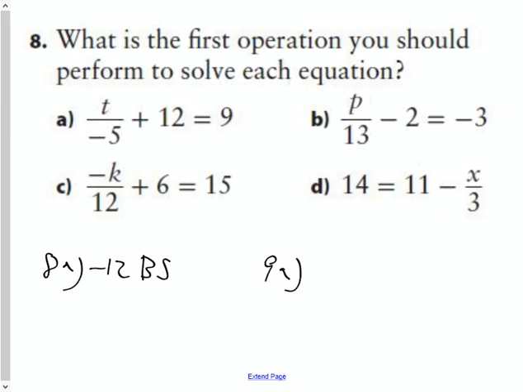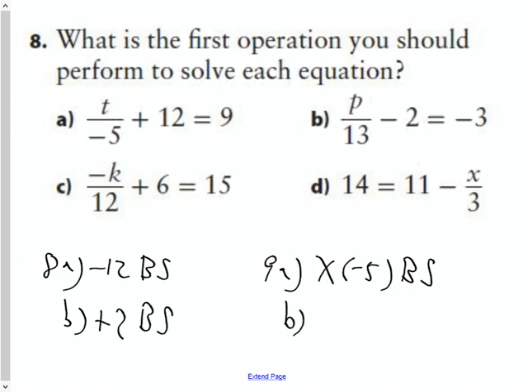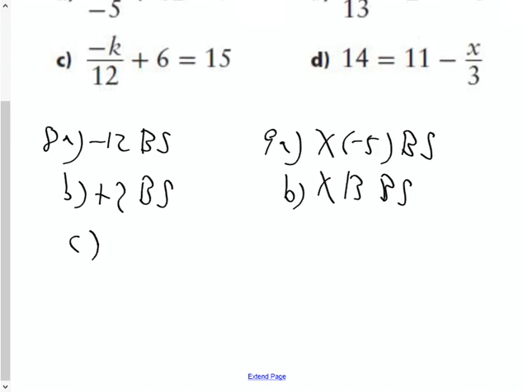And in keeping with just 9a for a second, what would be the second thing? Once this is gone, what would be the second thing you would do? You would then multiply both sides by negative 5. In B, the first thing you do would be add 2 to both sides. The second thing you do is multiply both sides by a positive 13. In C, the first thing you do is subtract 6 from both sides.